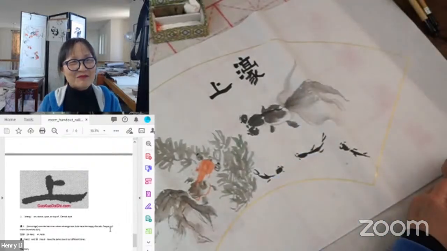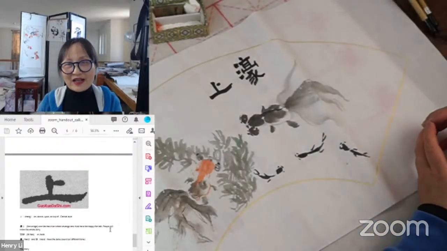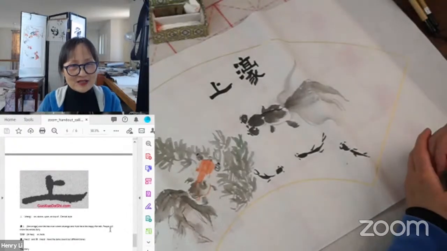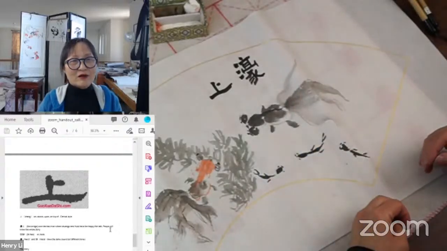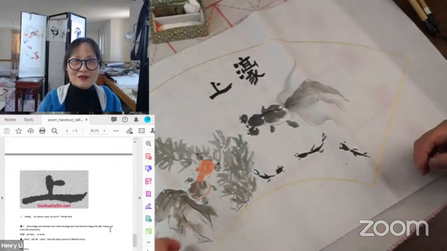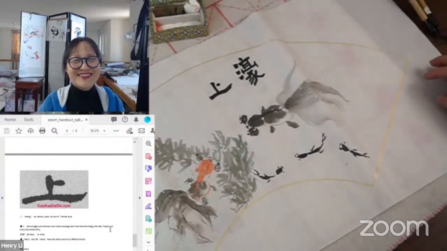So next time the characters should be the fish painting, and we learned happy already, like happy birthday. We'll review that. So three characters next time: happy fish painting, and Henry will do more fish with you.